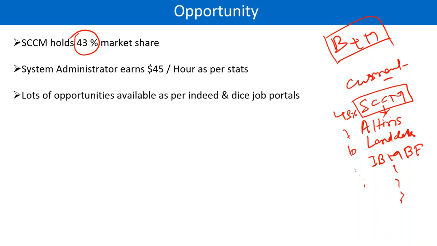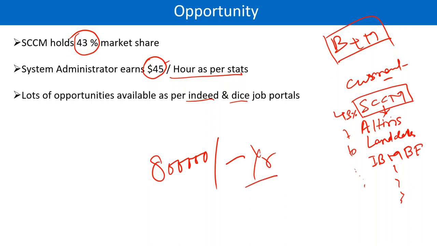People who are working on the SCCM profile as system administrator are earning somewhere around $45 as per the statistics. We have a lot of opportunities on Indeed and ICE job portals. These are the two leading job portals in US and Canada. Those who are in India can expect a salary of 800,000 Indian rupees per year. That's the average salary, not a fixed salary. Some may be getting 20 lakhs, some 15, some 3, some 5. Based on that, we have identified it as per the statistics.